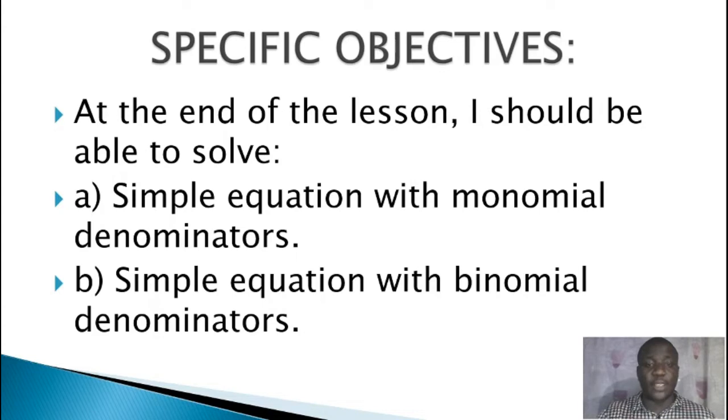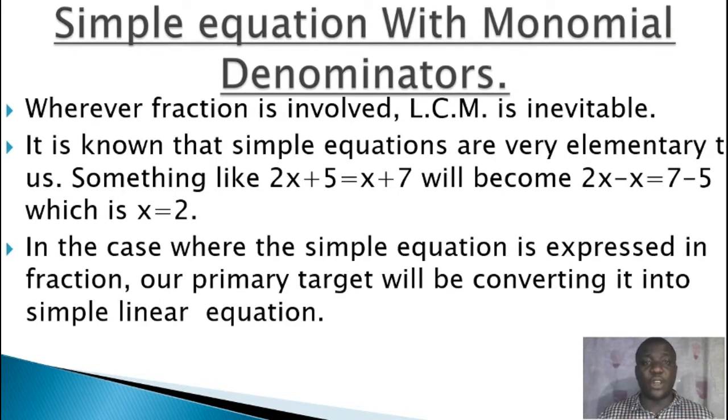So we are starting with the first specific objective, which is equations with monomial denominators. The first thing we need to know is that whenever a fraction is involved in any problem, the LCM, which is lowest common multiple, is inevitable. We know that solving a simple equation is very easy, like ABCD, because you have been taught from primary school up to this level.